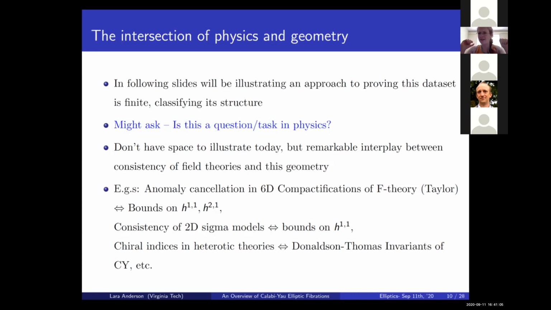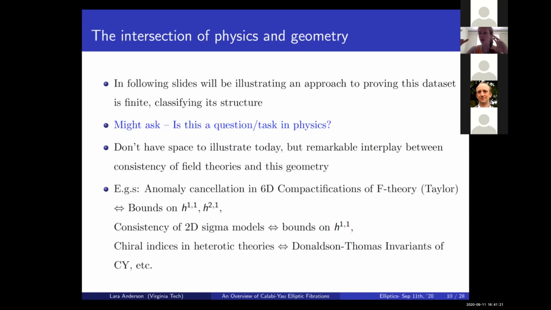I should have put refs on this slide and didn't. Consistency of 2D sigma models. Oguri and collaborators have looked at consistency bounds on possible H11 for all threefolds. Just to give another example, chiral indices in heterotic theories are related to Donaldson-Thomas invariants of Calabi-Yaus.